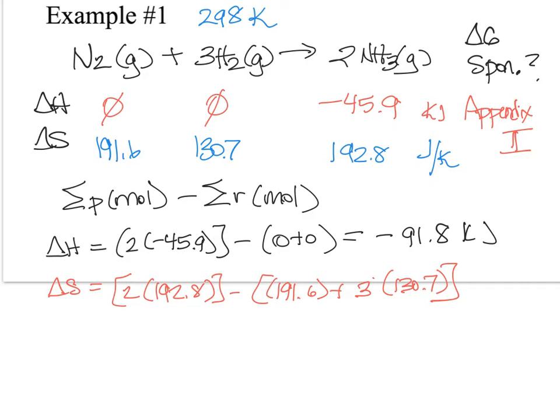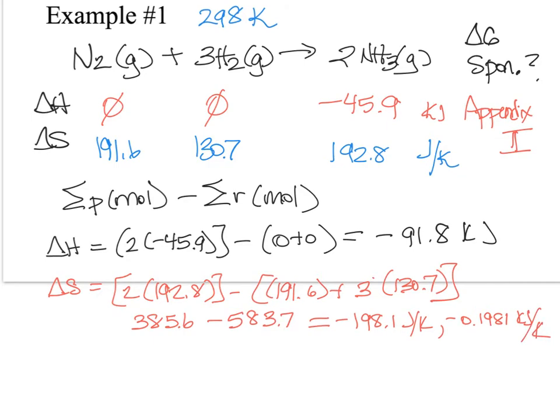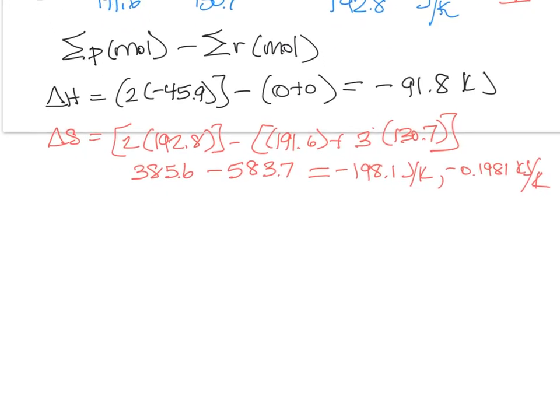Then I get 385.6 minus 583.7. When I add those together, I get negative 198.1 joules per Kelvin, or negative 0.1981 kilojoules per Kelvin. And I like to put it into kilojoules. It makes the next part much easier.